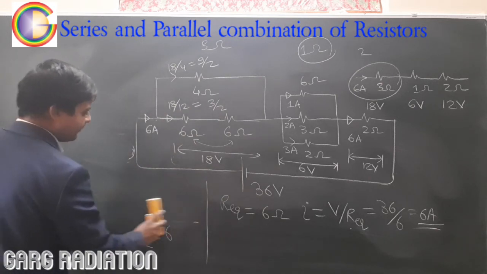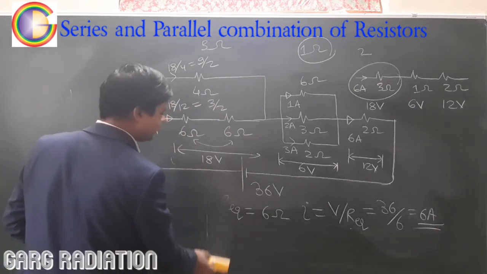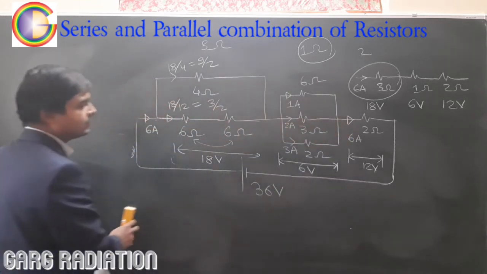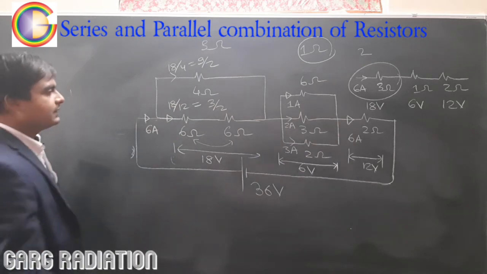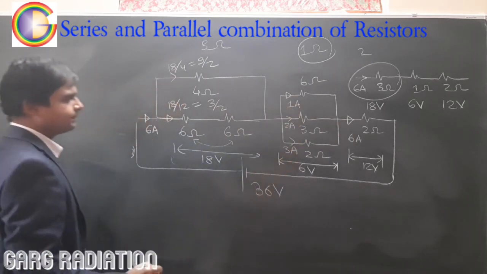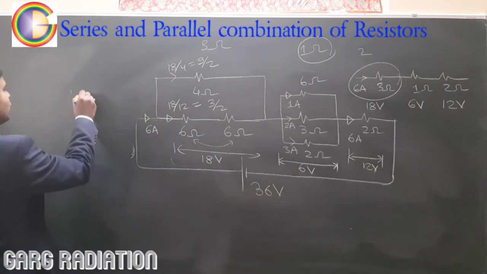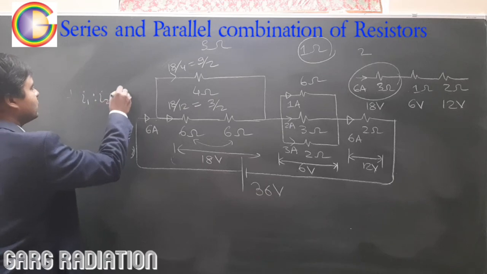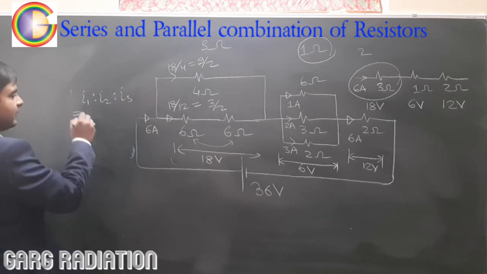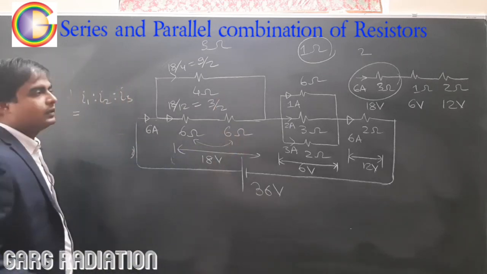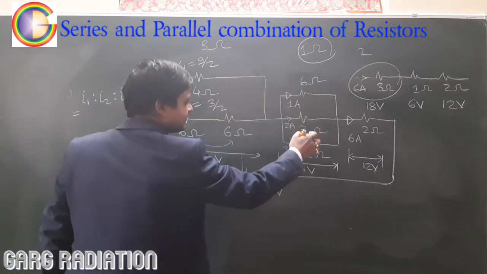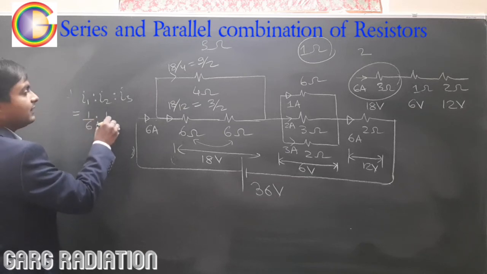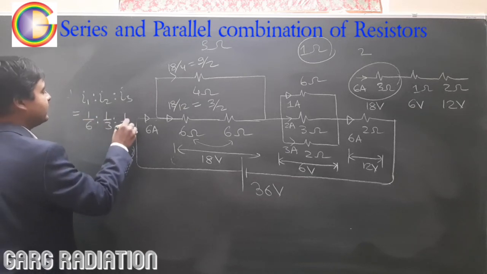I have already told you two methods for two resistances in parallel. Now I am going to tell you the second method for 3 resistances in parallel. See, if the resistances are in parallel, the ratio of current I1 is to I2 is to I3 is simply the reciprocal of resistance. So it will be 1 by 6 is to 1 by 3 is to 1 by 2.